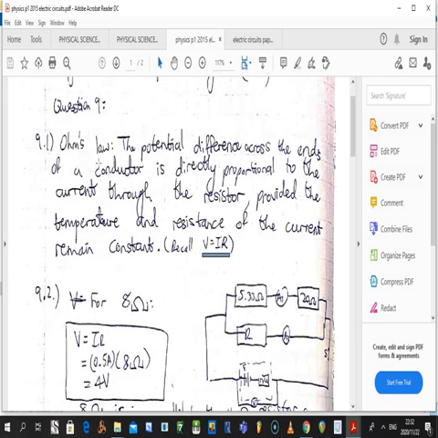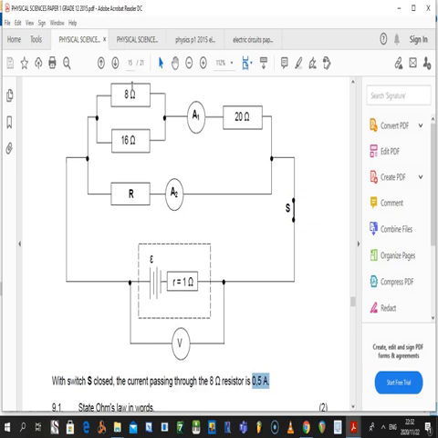So now we can get... what else do we know about parallel? We mentioned the current. What else do we know about parallel sections? In parallel, the voltage is the same. So the voltage across the ends of this resistor and this resistor is the same because they're in parallel. In parallel, the voltage remains the same in all resistors.